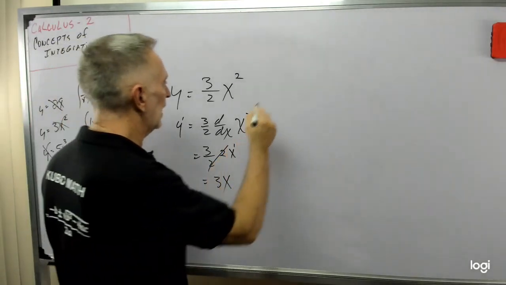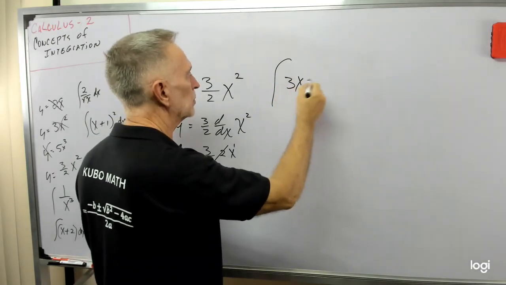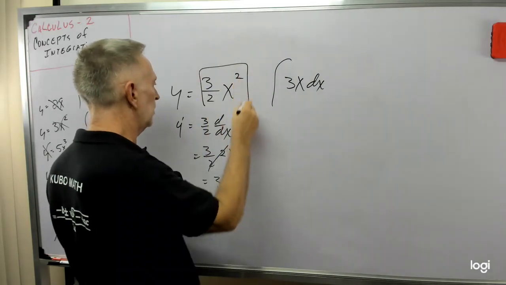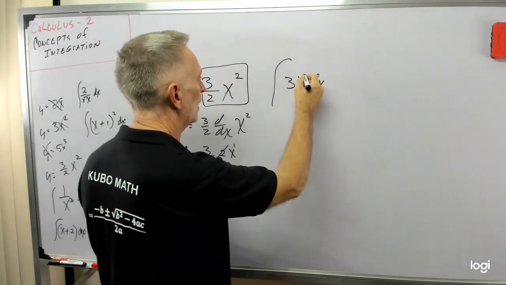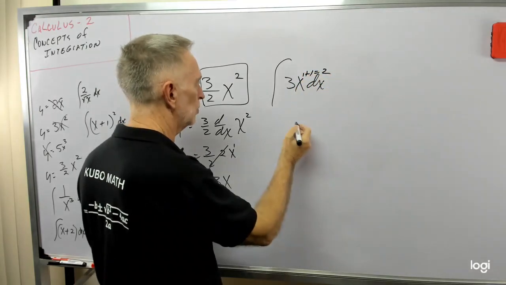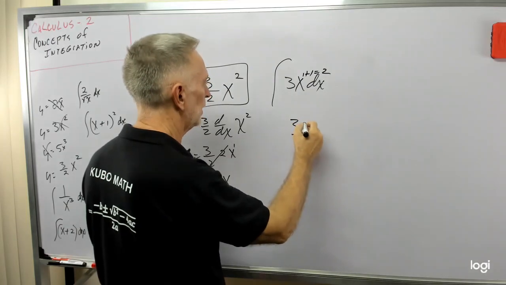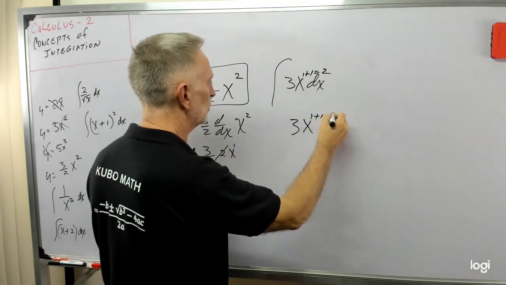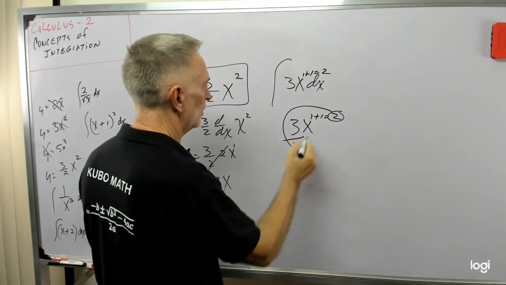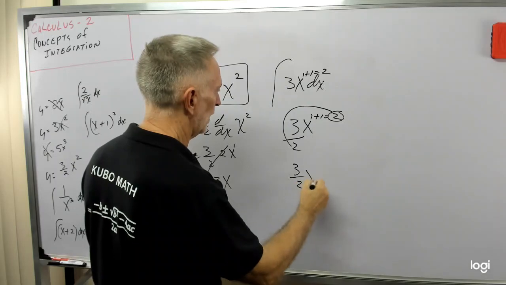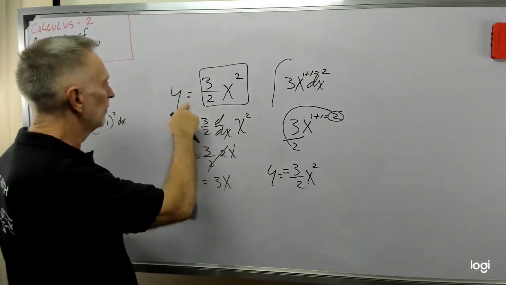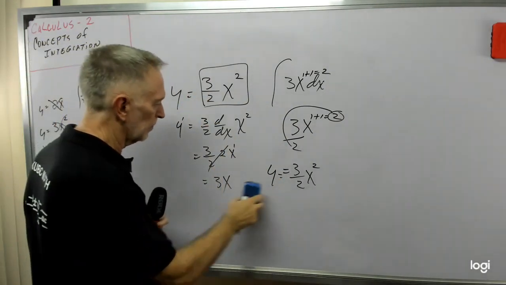Okay, if I integrate 3x dx, I should get this value right here. This is x to the first power. I'm going to increase that by 1, so that's 2. So 3x to the 1 plus 1 equals 2. Divide by that number now. So now it's 3 halves x squared would be my result, so that would go back to y. 3 halves x to the second power. Okay?